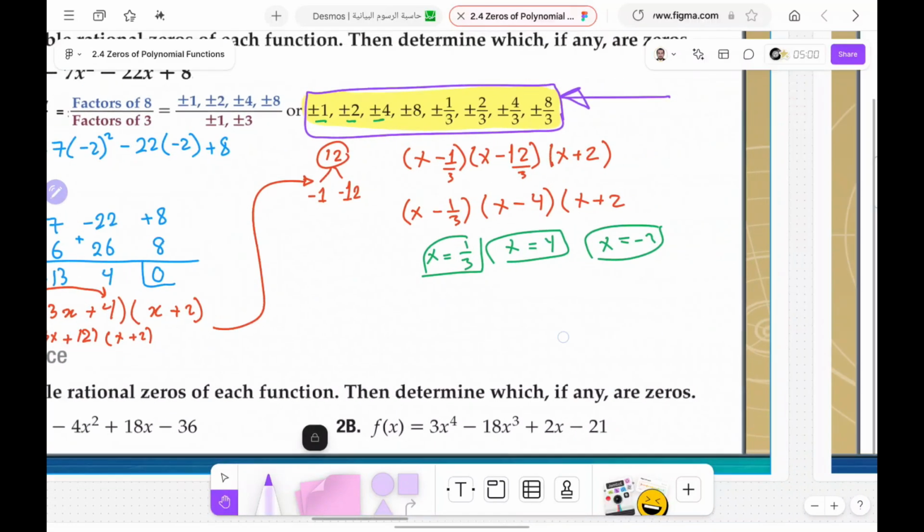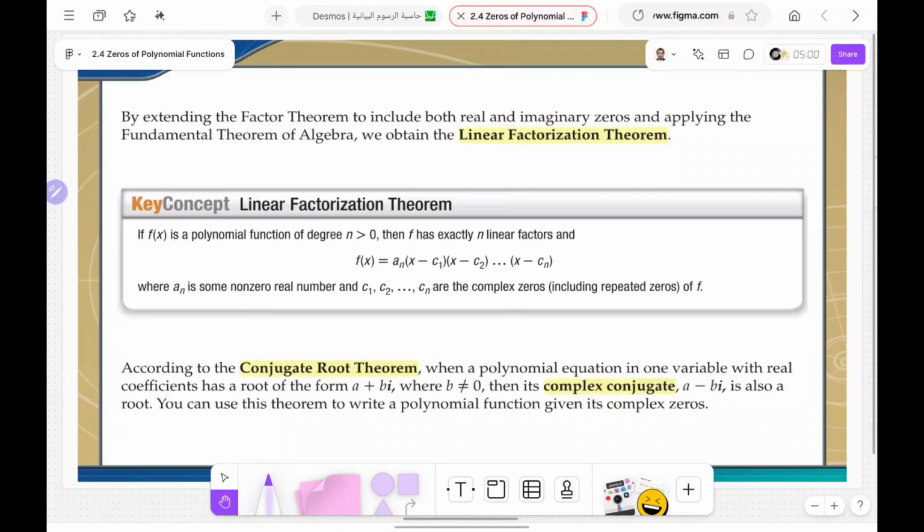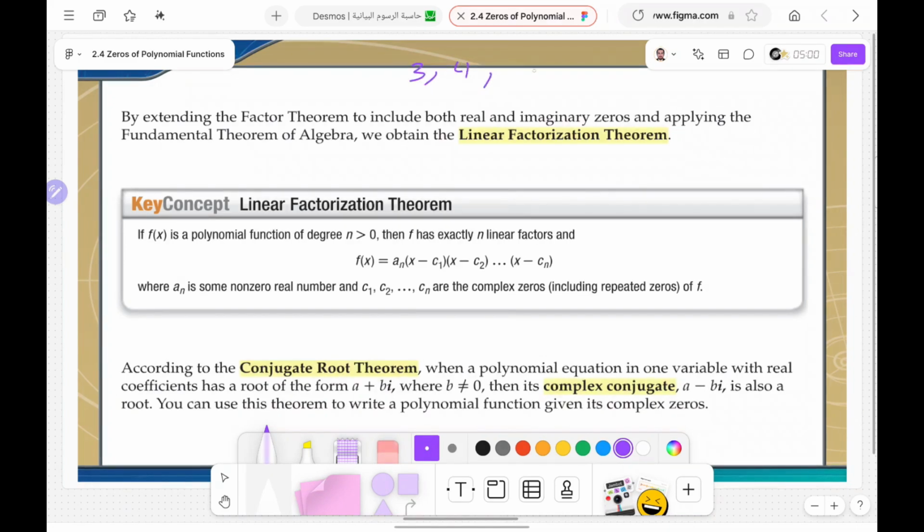Okay, now the next part of this lesson: if the question gives you the zeros and you need to find the polynomial. Okay, so for example, let's say I will give you 3, 4, and 5.